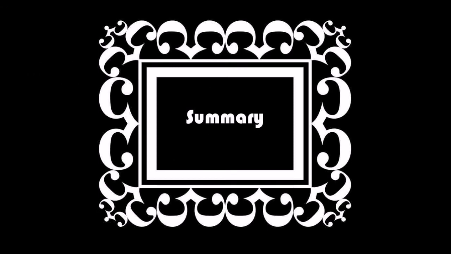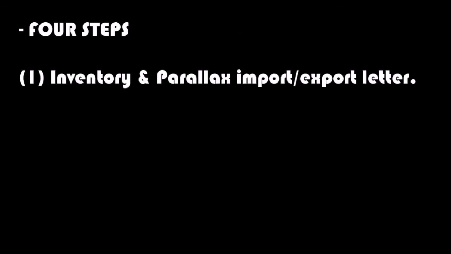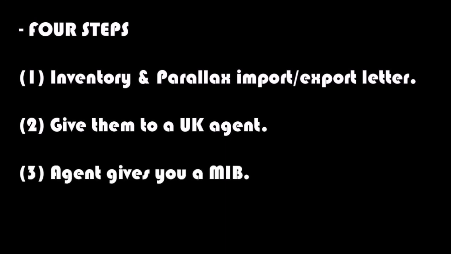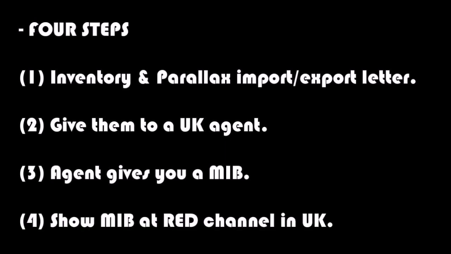Summary. In summary then, travelling to and from the UK happens in 4 steps. Firstly, you need 2 pieces of information, an inventory and Parallax import or export letter. 2. You give these to a UK agent and tell them the date of your journey. 3. Your agent gives you a MIB. 4. You show your MIB at the red channel at the airport or train station when arriving and leaving the UK. Customs stamps this and you send a stamped copy to your agent and Parallax.